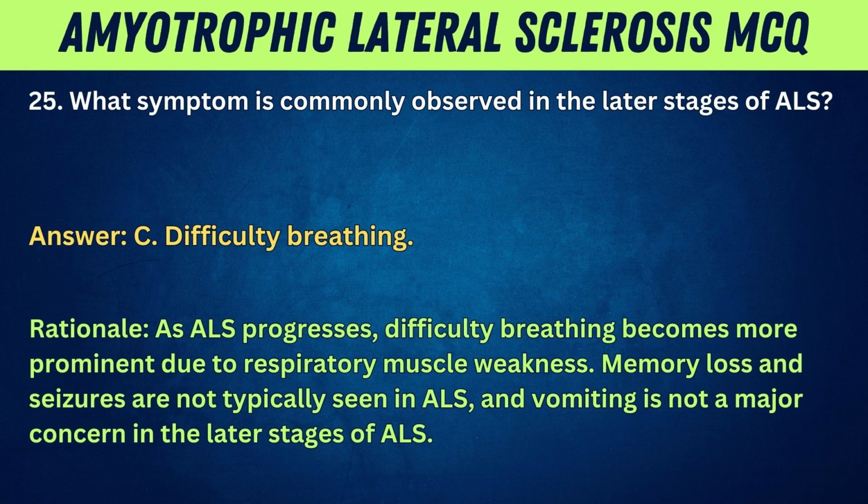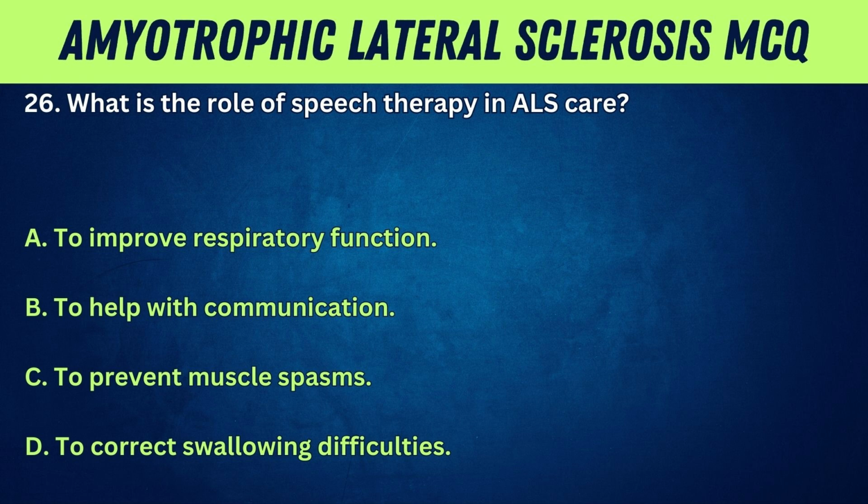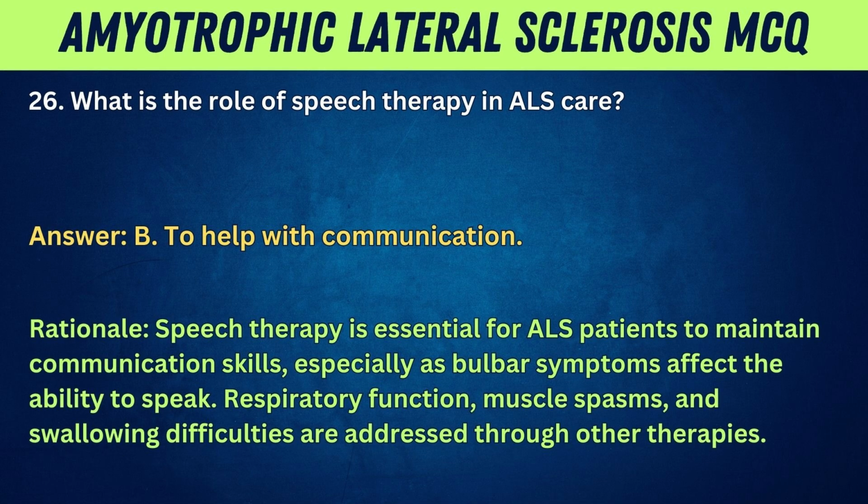stages of ALS. 26. What is the role of speech therapy in ALS care? A. To improve respiratory function. B. To help with communication. C. To prevent muscle spasms. D. To correct swallowing difficulties. Answer: B. To help with communication.